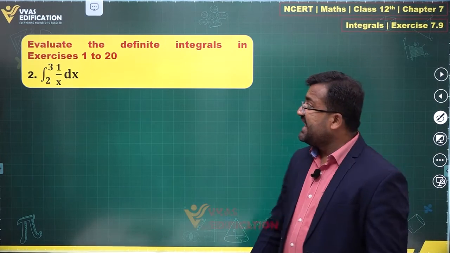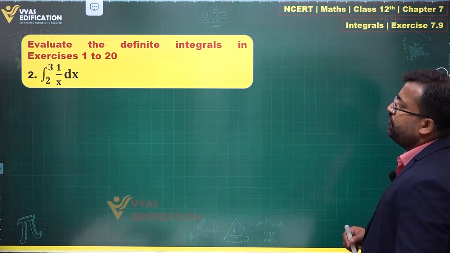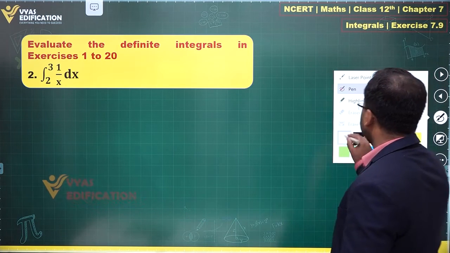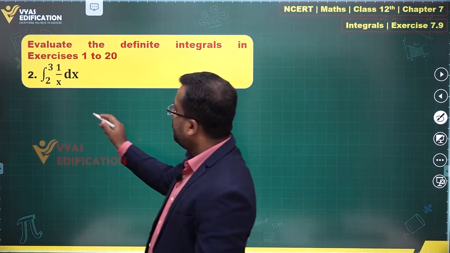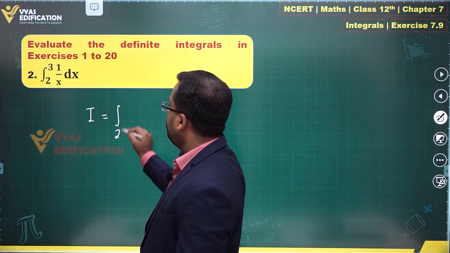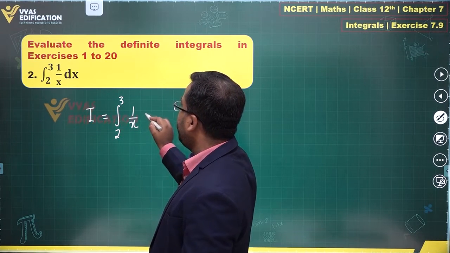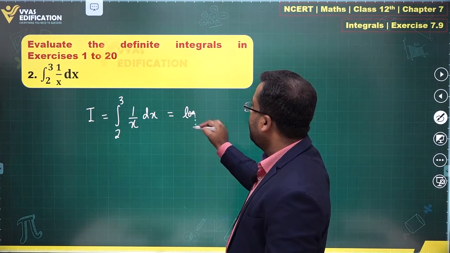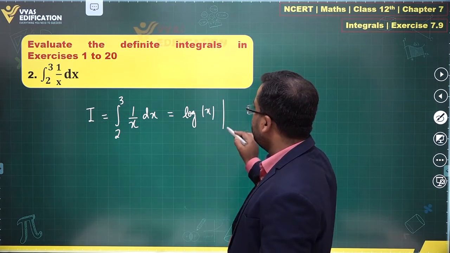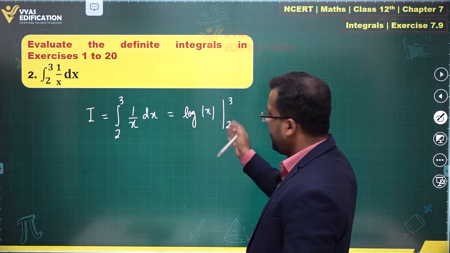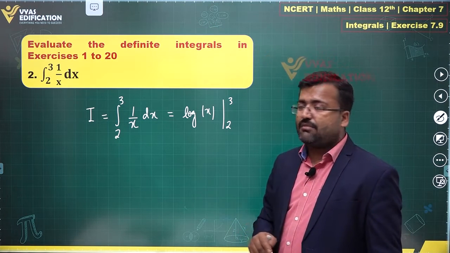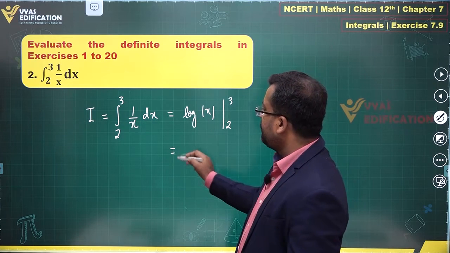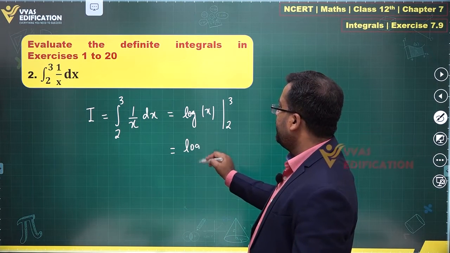The second question says evaluate integral from 2 to 3 of 1 by x dx. How do we do that? Once again, not very difficult. From 2 to 3, if I want to integrate this 1 by x dx, the integral of 1 by x is log modulus x, and substitute the limits from 2 to 3. Now, next time onwards, I'll substitute this limit by putting up a single bar instead of writing the square brackets. This is the preferred form in which we generally deal.